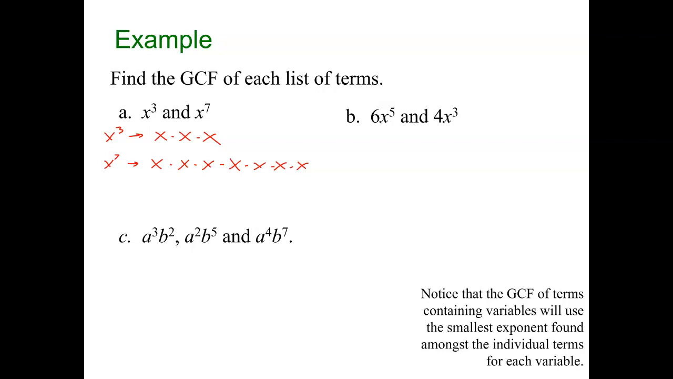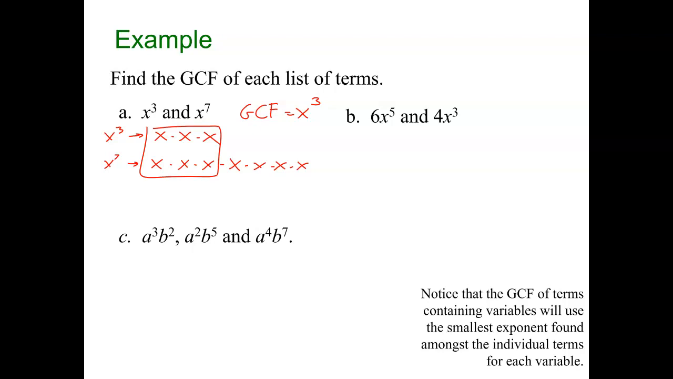So to find the greatest common factor, I want to see what they have in common. What do those terms have that are the same? They have a coefficient of 1. How many x's? 3. They have 3 in common. Okay? So if they have x times x times x in common, then my greatest common factor is x to the third. That's what they have in common, x to the third.